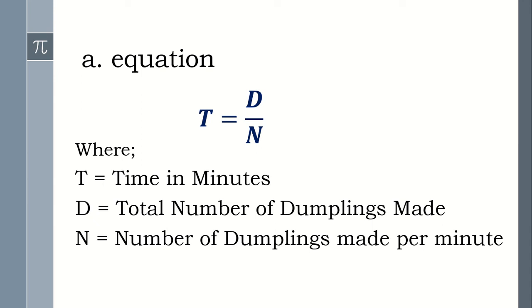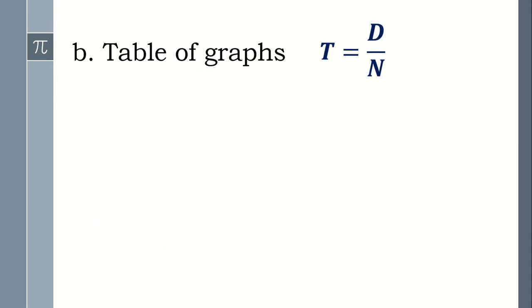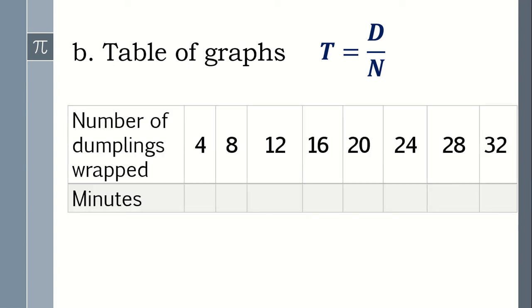And don't forget, T equals D divided by N, where T is our time in minutes, D is the total number of dumplings made, and N is the number of dumplings made per minute. Okay? So, proceed na tayo sa ating letter B, table of values. So, ito na yan. Paano ko nakuha itong mga 8, 12, 16, 20, 24, and 28? Okay, di ba? Ang given lang ay 4 and 32.